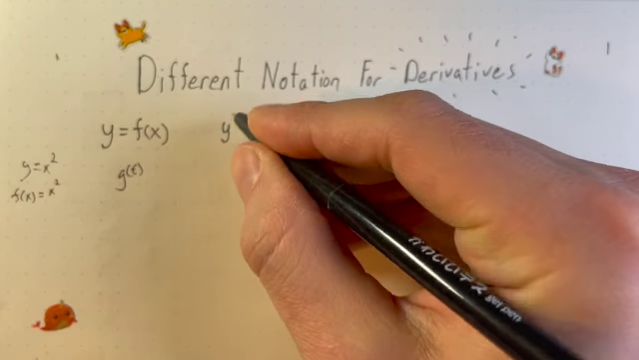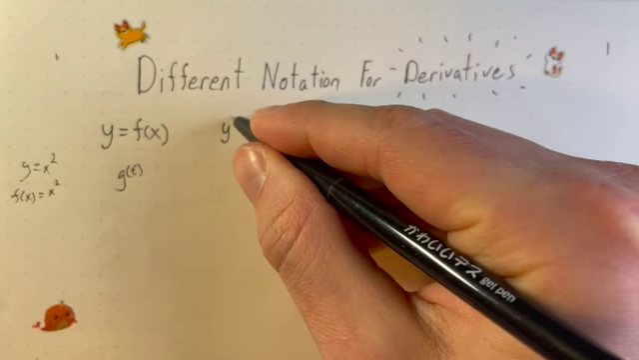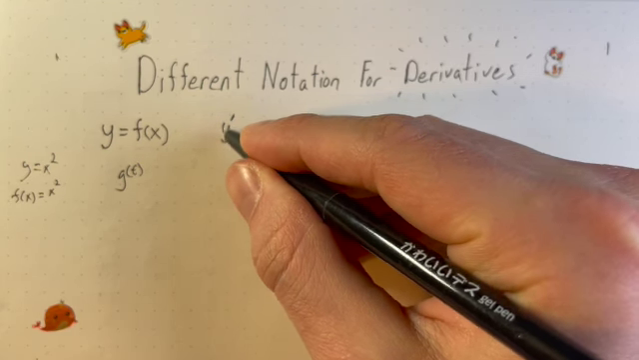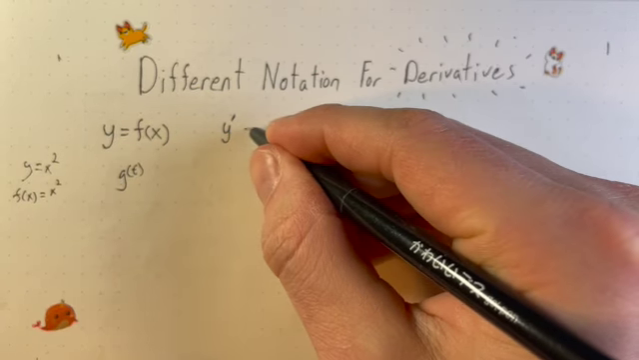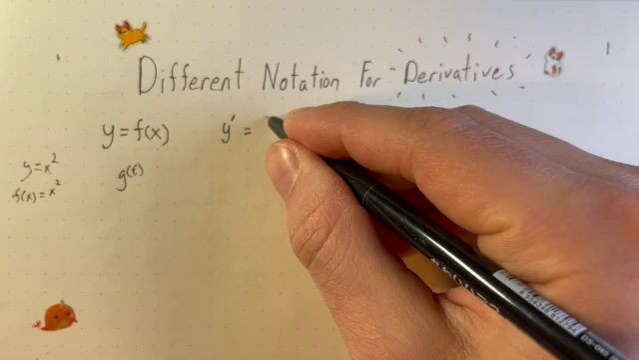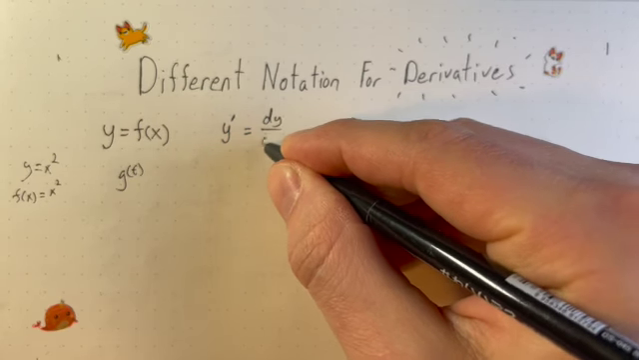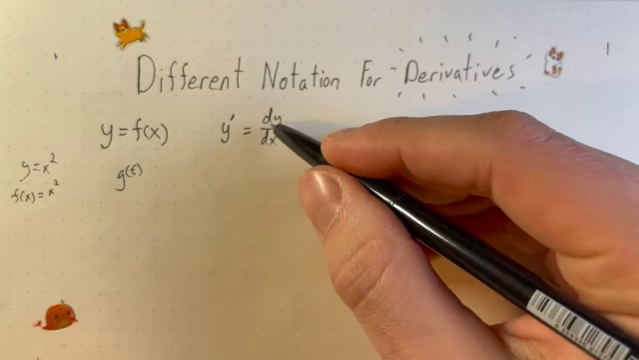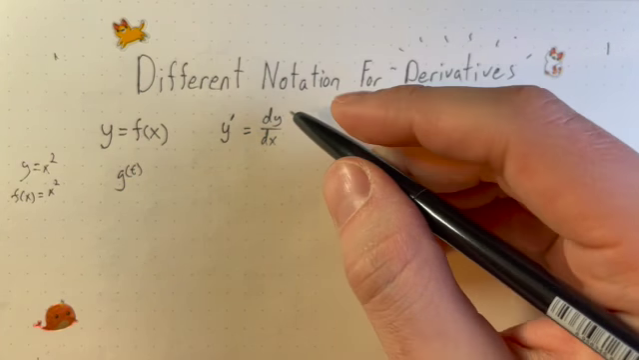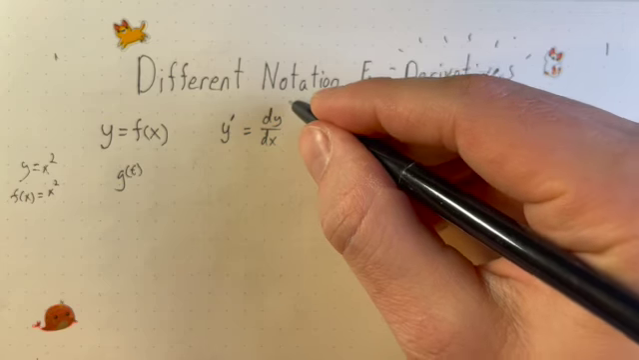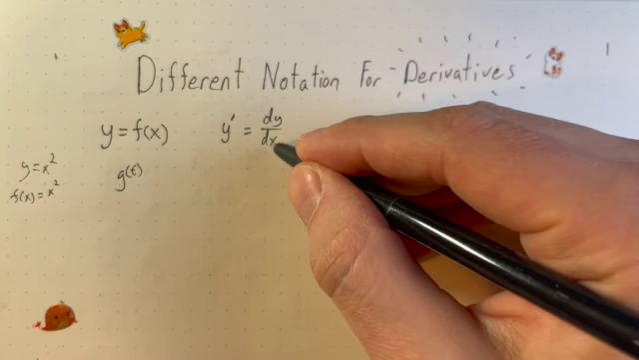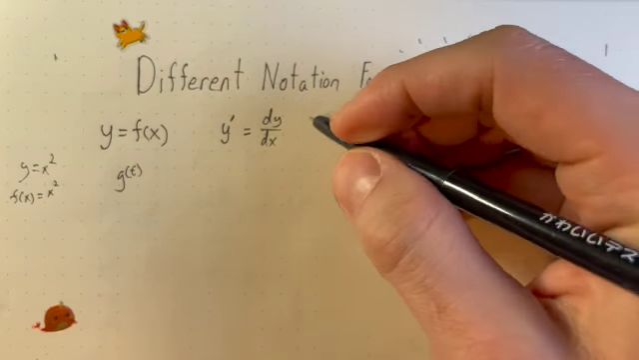The first one, and probably the most common, is using a prime symbol, or y prime, the first derivative of y, like that. Another one is they'll write dy over dx, which means the change in y with respect to x, which is kind of a version of rise over run. So dy is your change up and down, over dx, which is your change left and right.